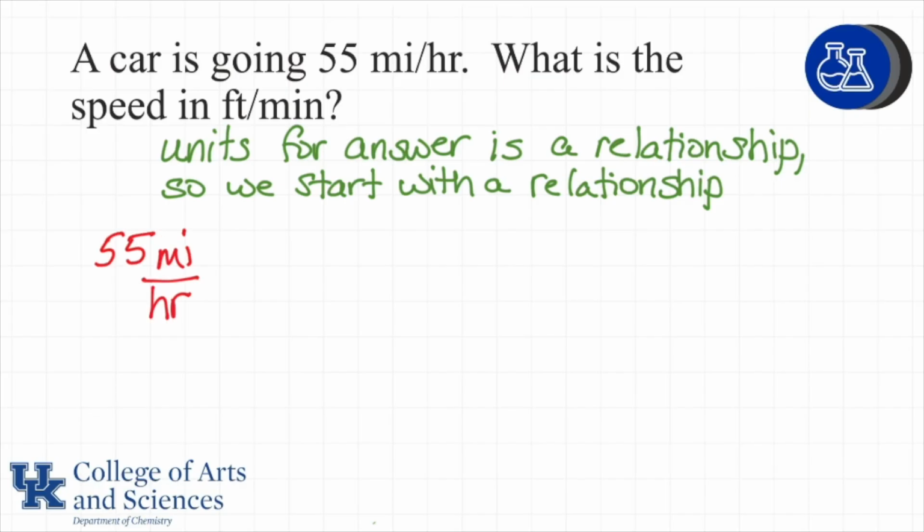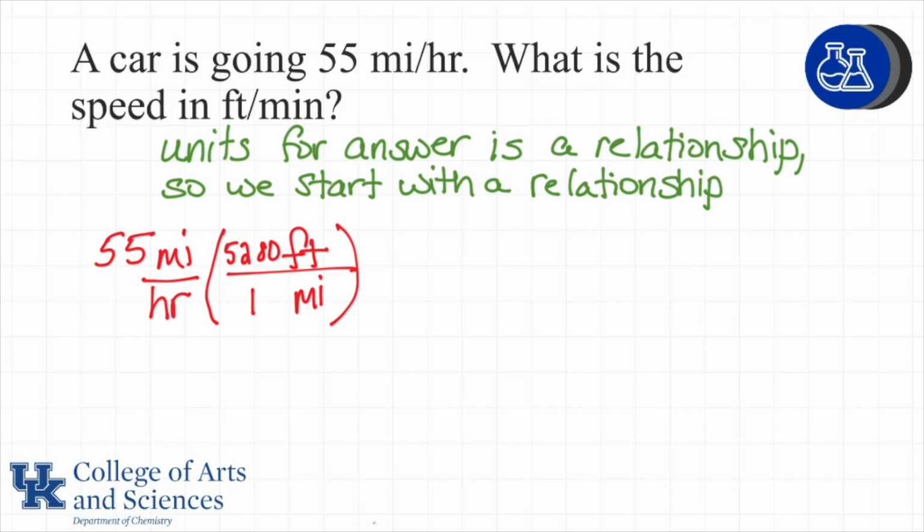I'm going to start with 55 miles per hour, and what I'm going to do is focus on the miles first. I'm going to pretend that hours isn't even there. We're only going to look at getting miles to feet first. Then we'll deal with the denominator. So we put up our fraction. We know that miles has to go on the bottom because we want that to cancel out, and we can put feet on top.